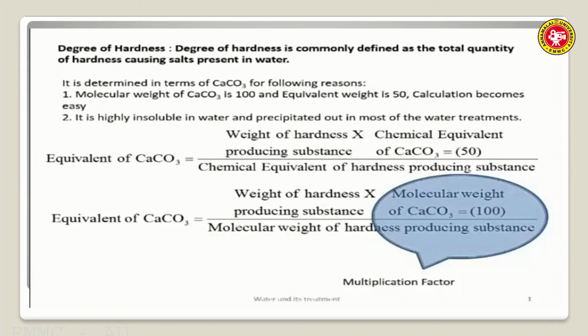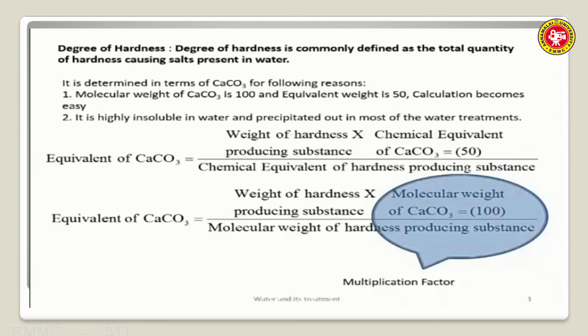If you use molecular weight, as in the second formula, the equivalent of calcium carbonate can also be calculated as follows: weight of the hardness producing substance multiplied by the molecular weight of calcium carbonate, which is 100, divided by the molecular weight of the hardness producing substance.